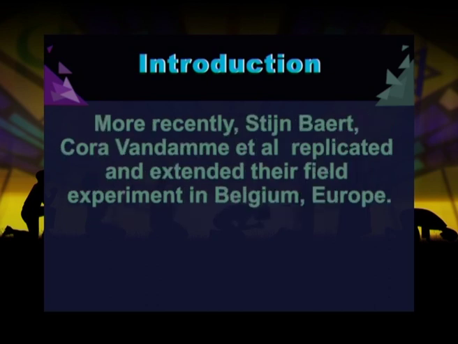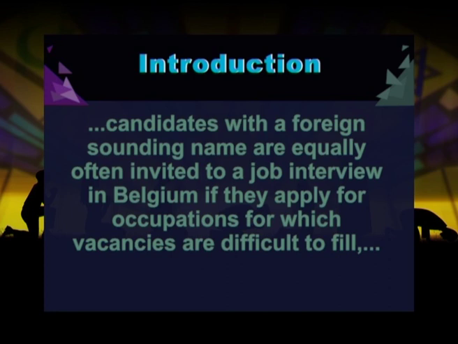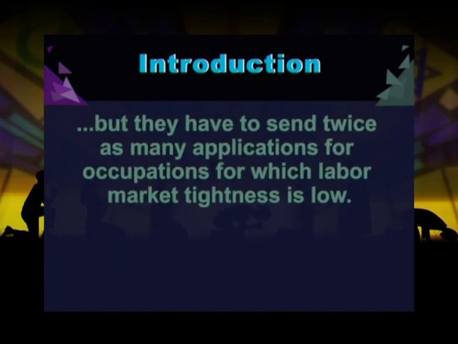More recently, Stijn Baert, Cora Wendeman et al. replicated and extended their field experiment in Belgium, Europe. They found that racial discrimination in the labour market is heterogeneous by the labour market tightness in the occupation. Compared to the natives, candidates with a foreign sounding name are equally often invited to a job interview in Belgium if they apply for occupations for which vacancies are difficult to fill, but they have to send twice as many applications for occupations for which labour market tightness is low.